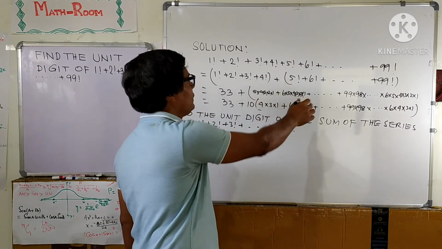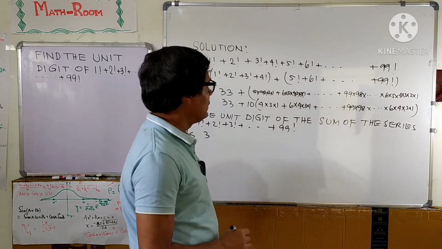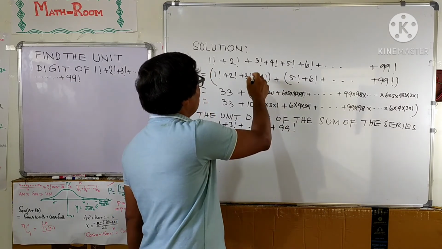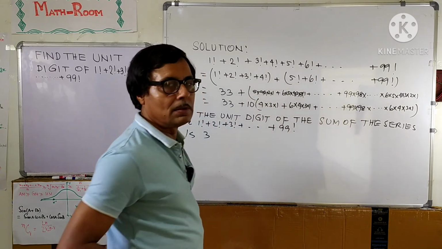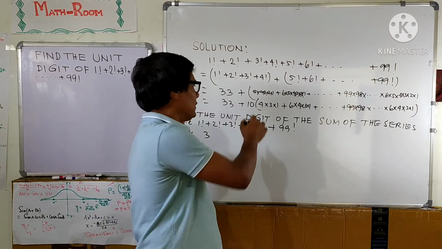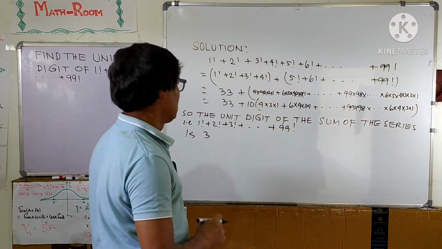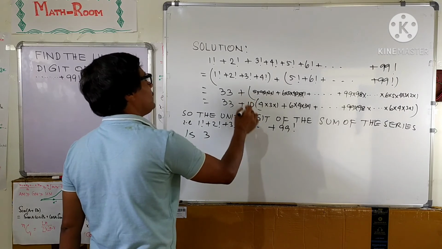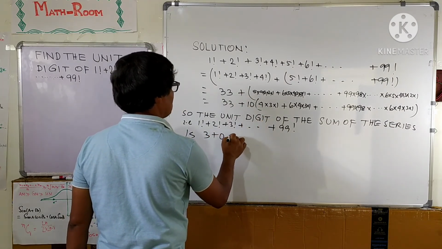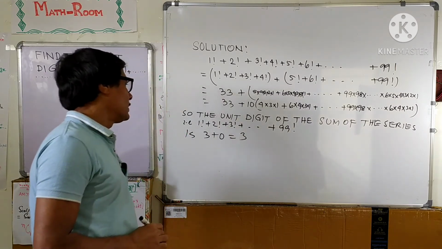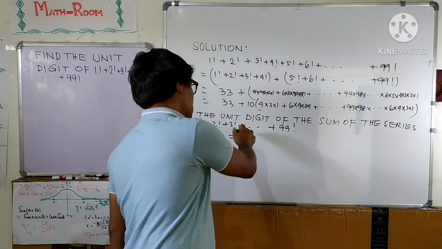10 is a factor of the sum of the second part of the series, so its unit digit is also 0. So the unit digit in the second part of the sum is 0, and ultimately we get the unit digit of the sum of the series as 3.